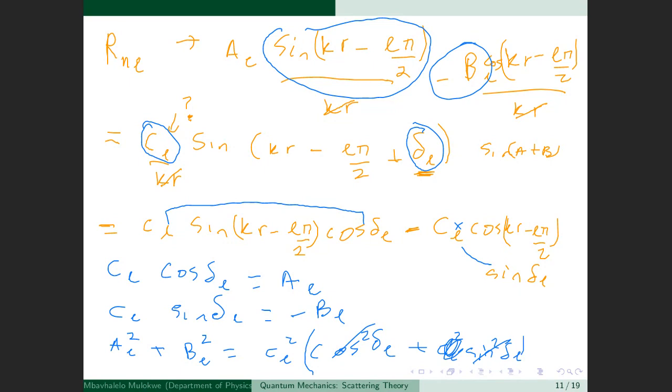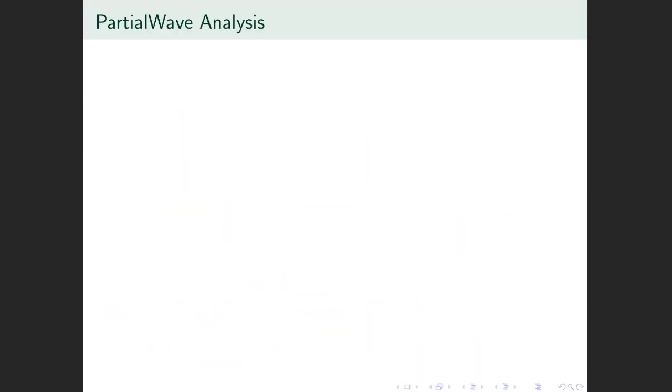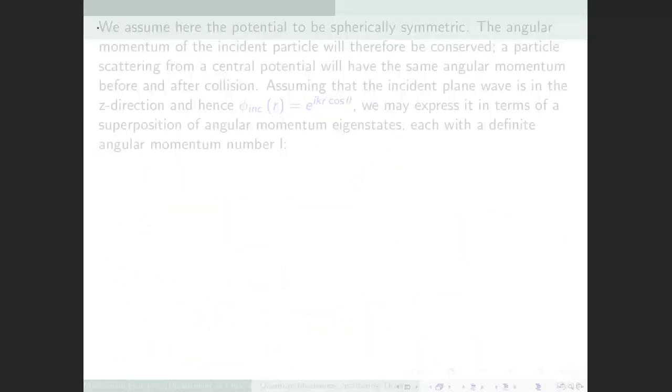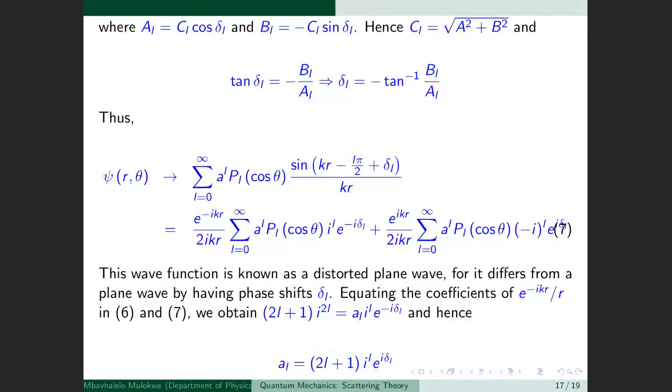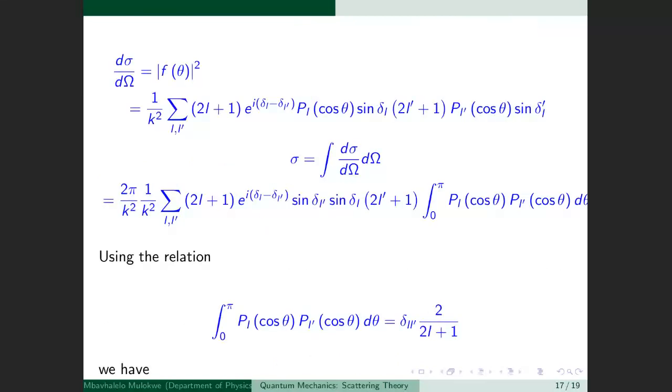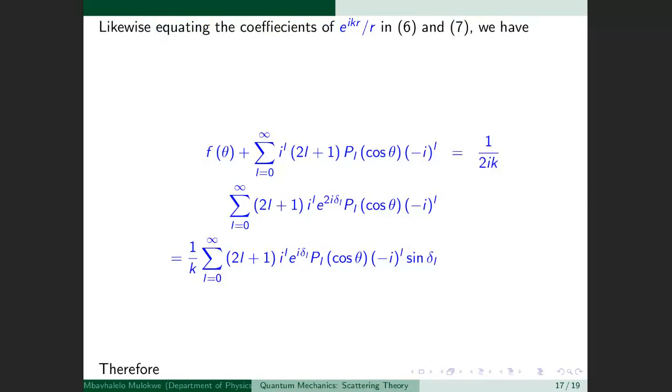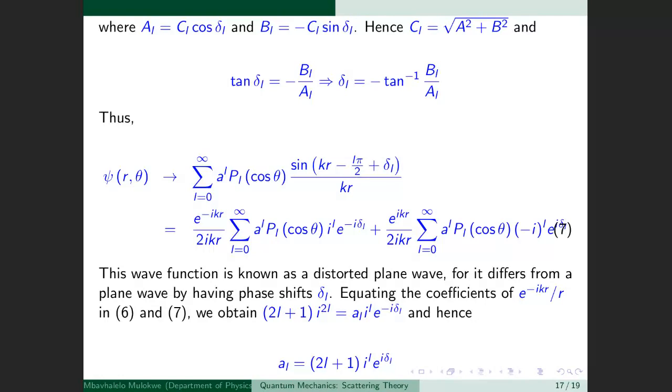So you already know that CL will be just the square root of AL squared plus BL squared. And similarly, if you divide equation 1 by 2, you get tan delta L will give you minus BL over AL. So you've just shown that AL is given by that, BL is given by that, and this is just called the phase shift.